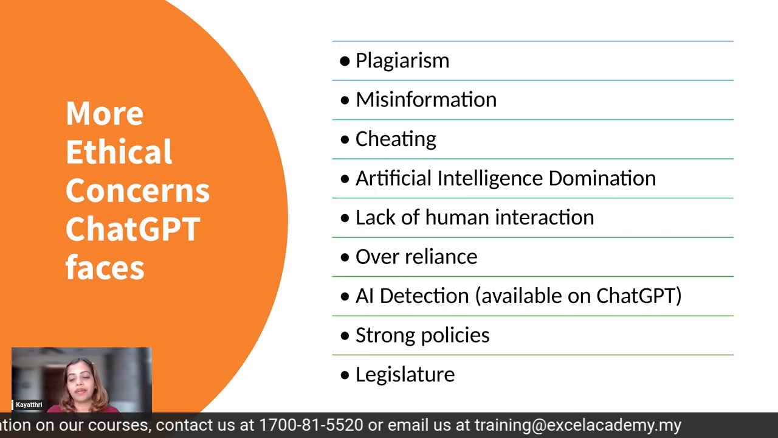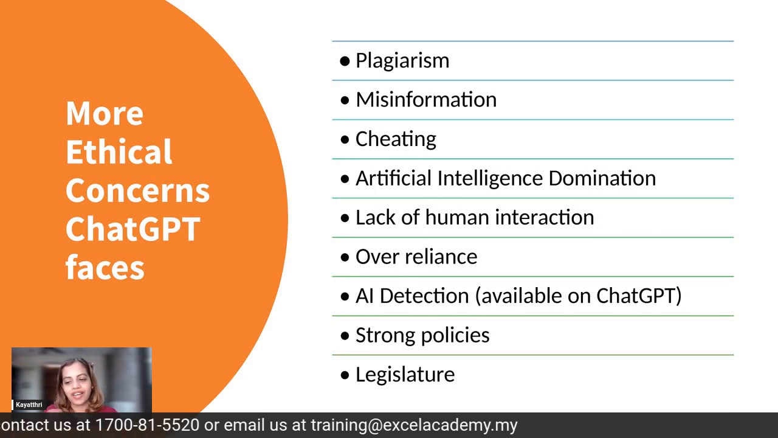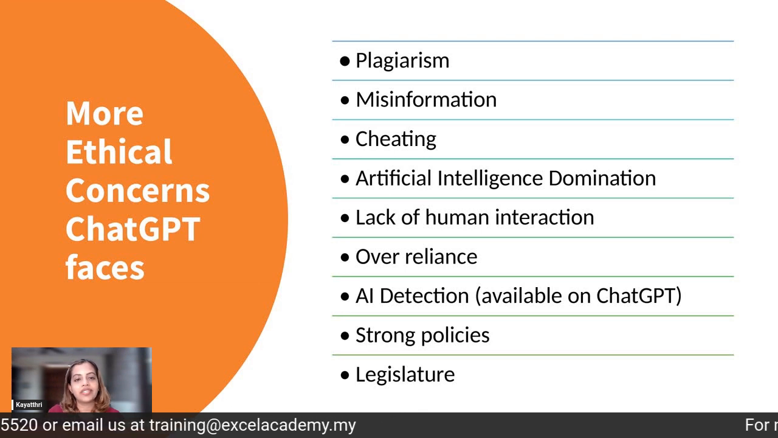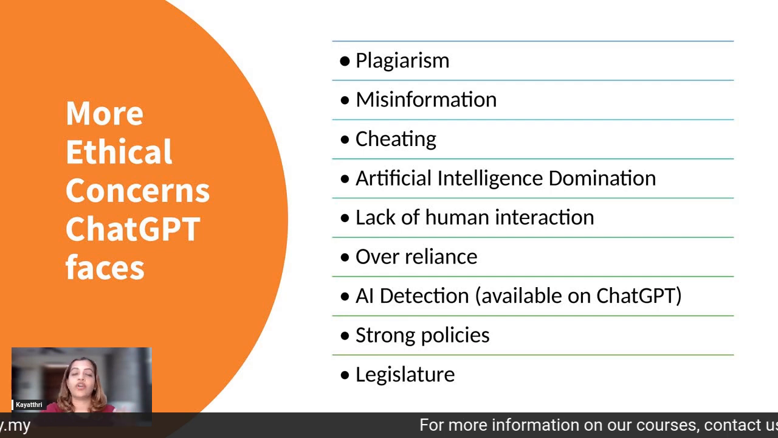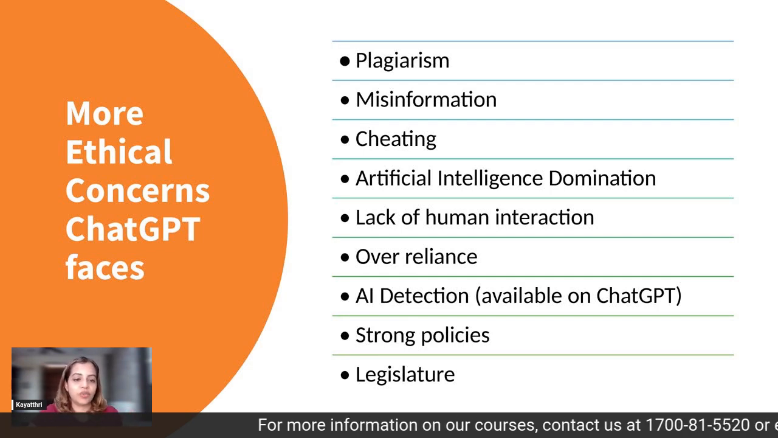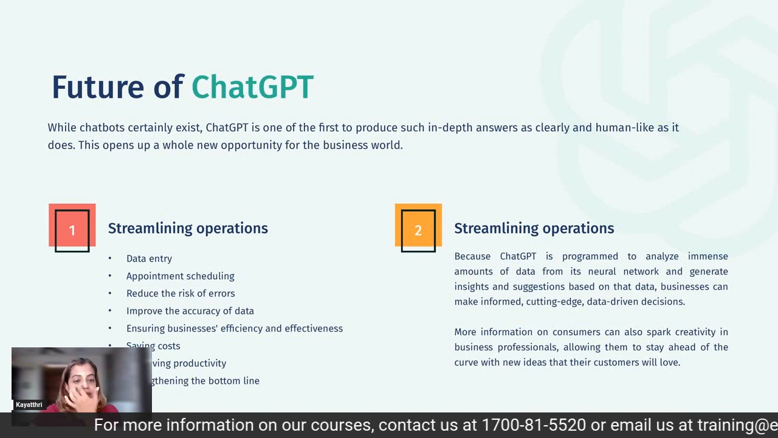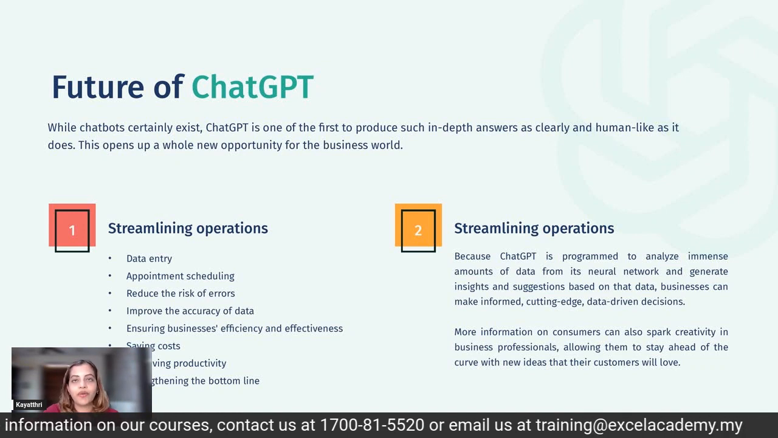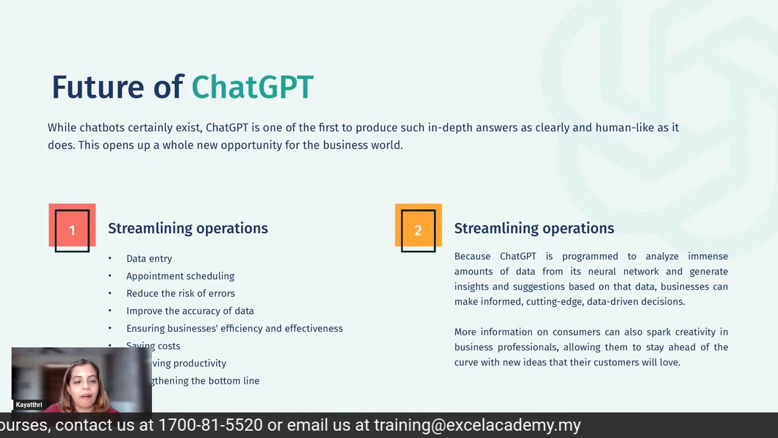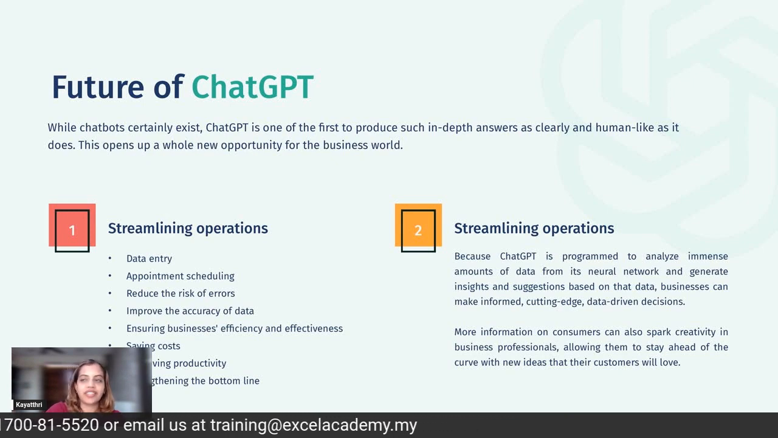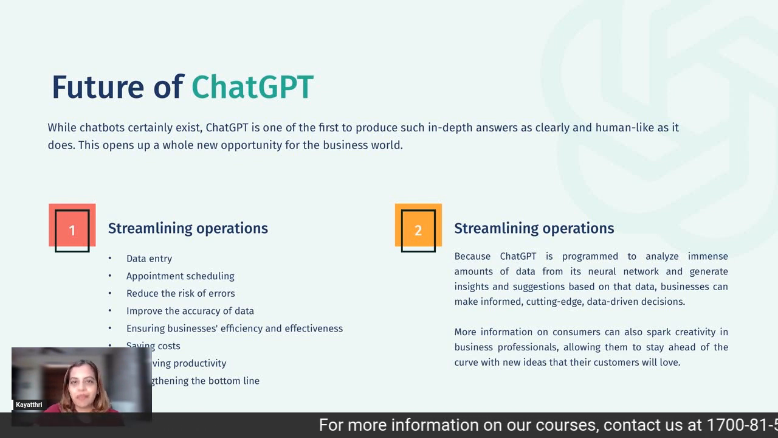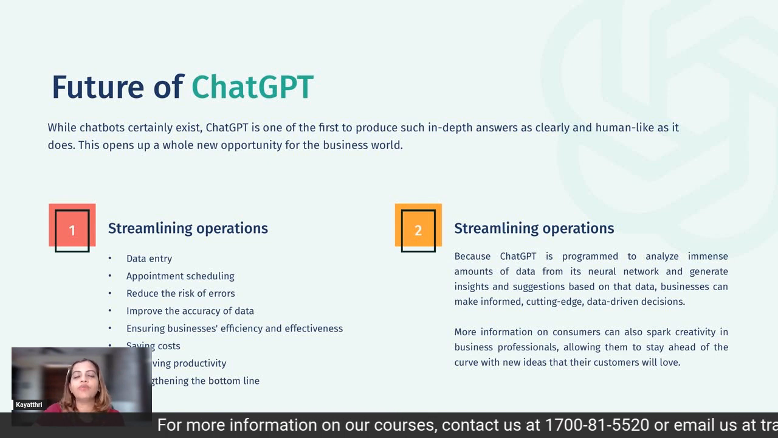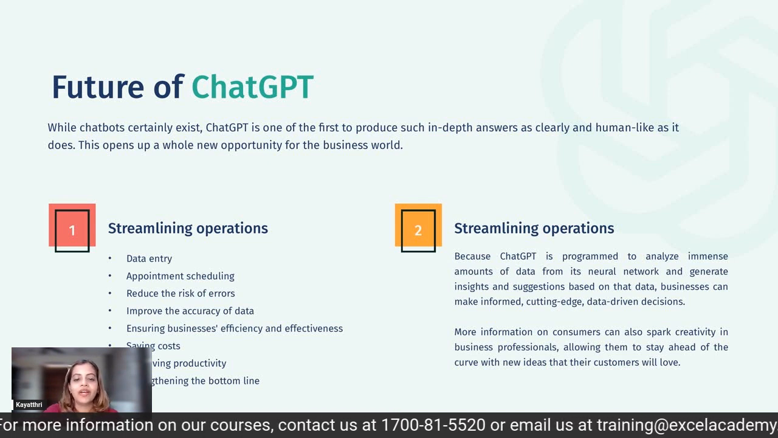There are a lot of things, but I don't want to take up your time because we're already near the end. So there are a lot of ethical concerns regarding ChatGPT. Like I said, you need this tool, and you have to be very smart about how we use these tools. All right. So of course, there's a lot of future for ChatGPT. It can help streamline your operations, like data entry, scheduling your appointments, and definitely reduce the risk of errors. So the potential is limitless. The thing is, we just need to know how we are going to use it. Okay. So that's all from me, guys.